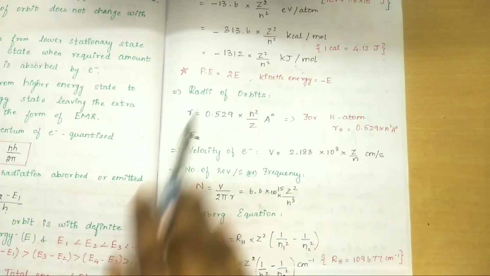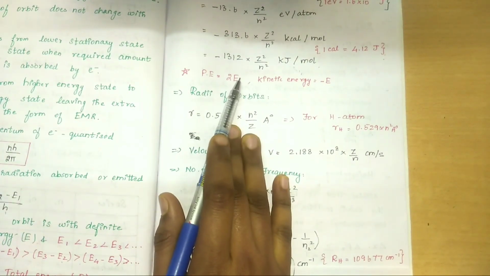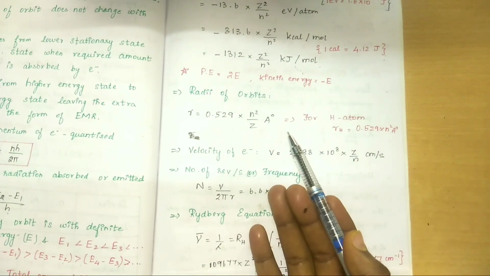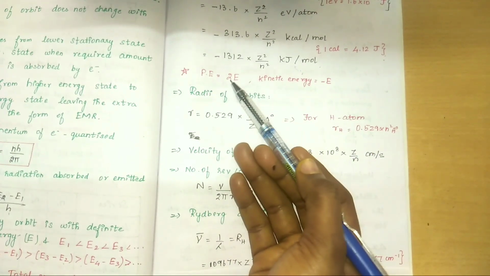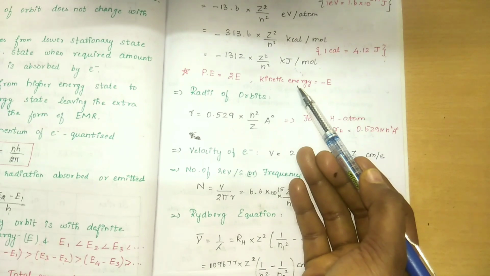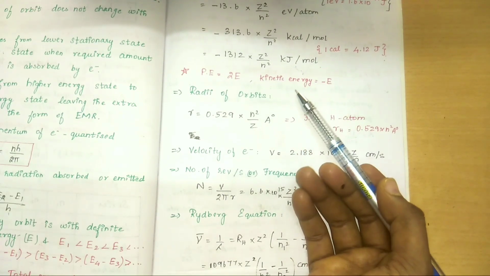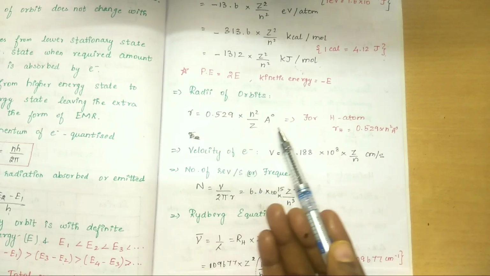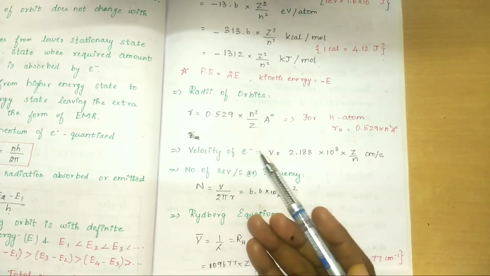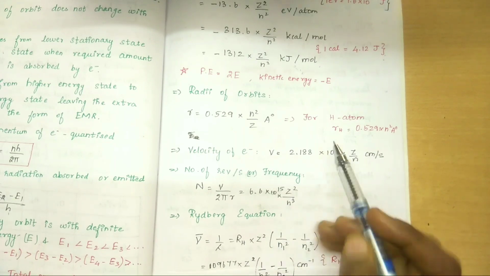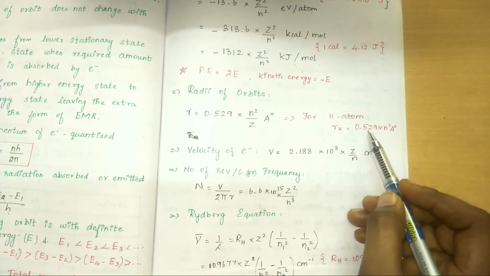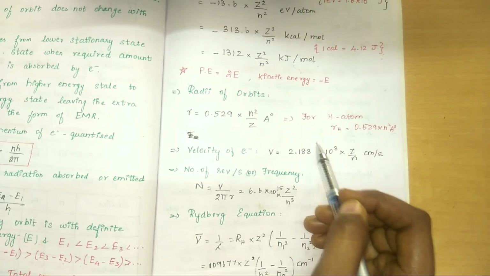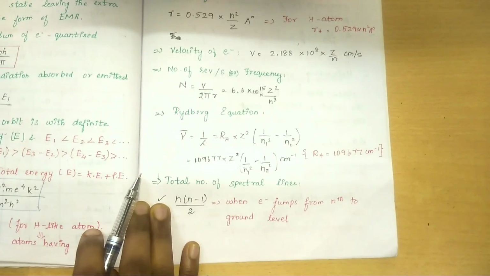And also potential energy, total energy. Here E is total energy, and also the kinetic energy and total energy relationship. Potential energy is 2 times the total energy and kinetic energy is the negative of total energy. Then radius of orbits. Radius is equal to 0.529 into n square divided by z angstrom. And for hydrogen, it is equal to 0.529 into n square in angstrom, because z for hydrogen is 1. We all know that.